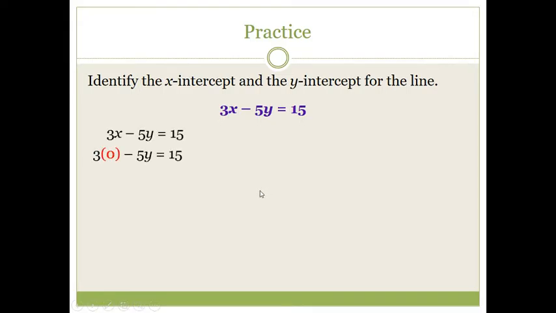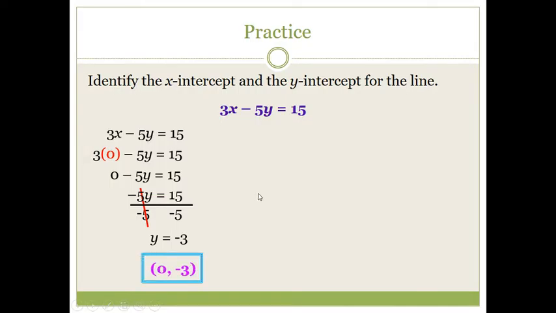Alright, so again I'm going to find the y-intercept by letting x be 0. Solving the resulting equation gives me that y is equal to negative 3. So the y-intercept is when x is 0, so it's at (0, -3).